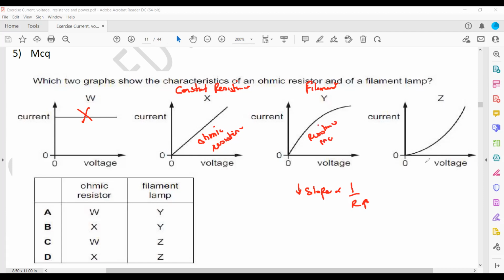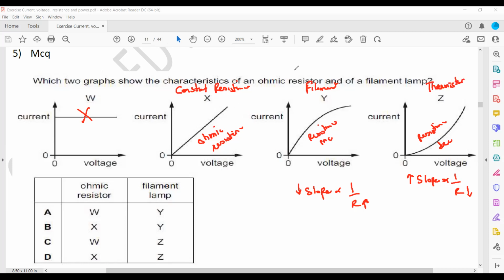What about Z? What is happening for Z? Again, when we have a current and voltage graph, the slope is reciprocal to R. If the slope is increasing, it means the resistance is decreasing. So for this component, what is happening to resistance? The resistance decreases, because slope and resistance are inversely proportional for a current and voltage graph. If the slope increases, it means the resistance is decreasing. And when resistance decreases, what is this? This is a thermistor, or we can also say a semiconductor.